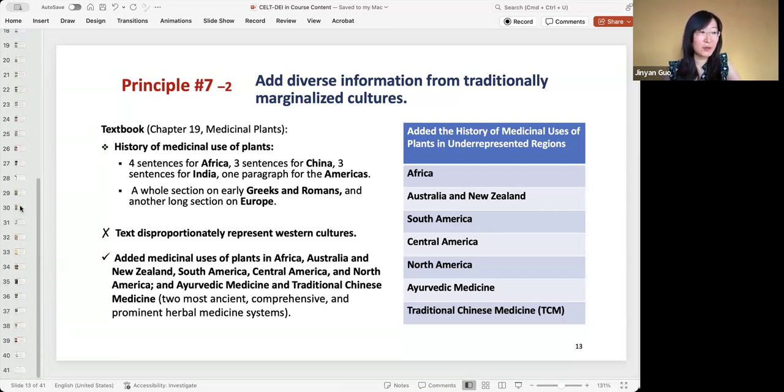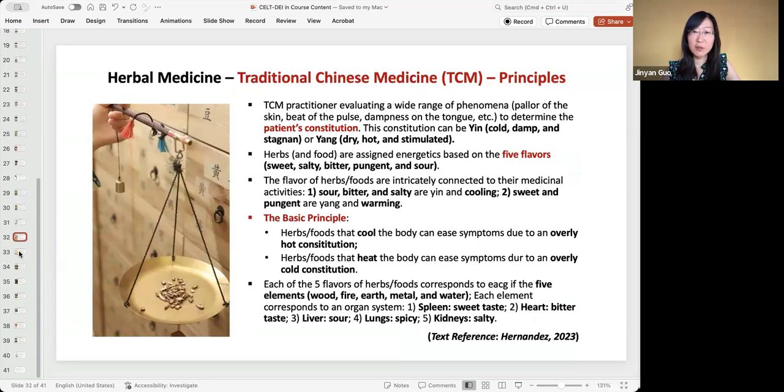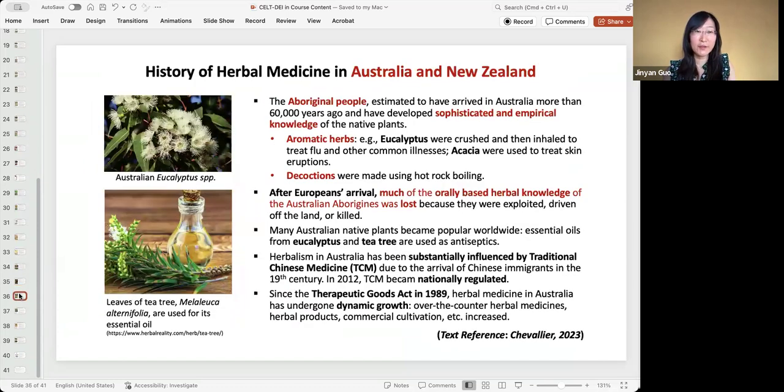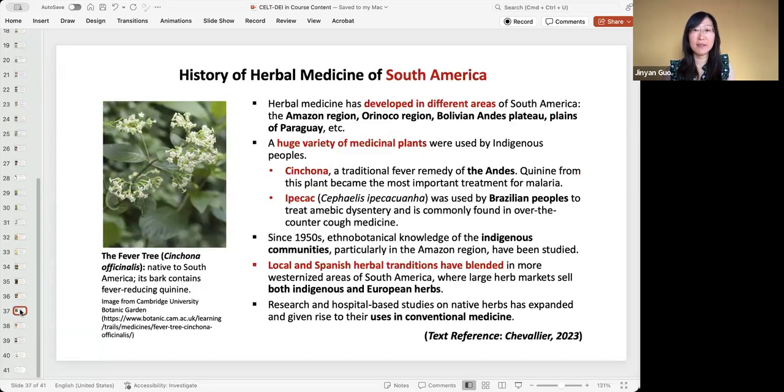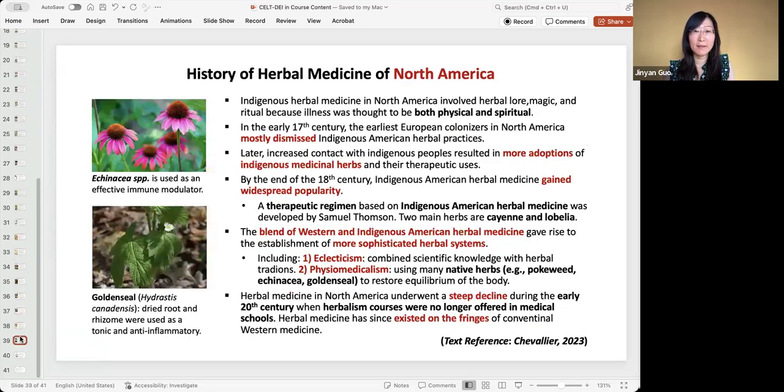So let me just quickly go through the slides I created for this part. And so here is a history of herbal medicine of Africa, and of traditional Chinese medicine, and of Ayurvedic medicine, and the history of herbal medicine in Australia and New Zealand, the history of herbal medicine of South America, and of Central America, and North America. So these are the course content I added to make it more equitable.